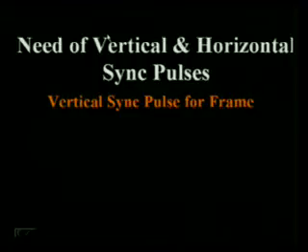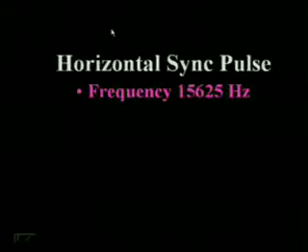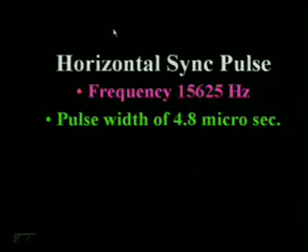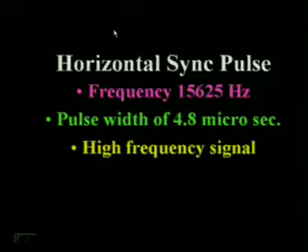What is the need of these horizontal and vertical sync pulses? Vertical sync pulses are for the frame oscillator and horizontal sync pulses are for the horizontal oscillator. These pulses are to synchronize these oscillators. Horizontal pulse frequency is 15,625 hertz. Pulse width is 4.8 microsecond and it is counted as a high frequency.